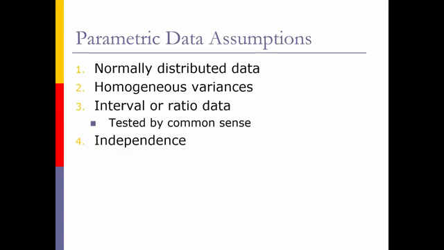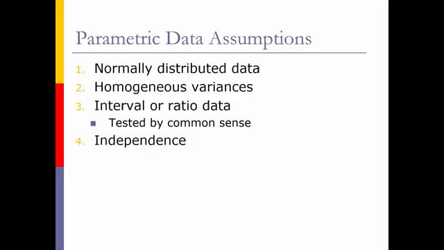Generally, for any type of parametric test, we have to have normally distributed data. We're going to talk about what that looks like here in a minute. Our variances have to be similar. We have to have some type of interval or ratio data. Again, for parametric data, we cannot have categorical data. If you have categorical data, you must run a non-parametric test. So really the only difference between parametric and non-parametric is that non-parametric doesn't meet the parametric data assumptions.